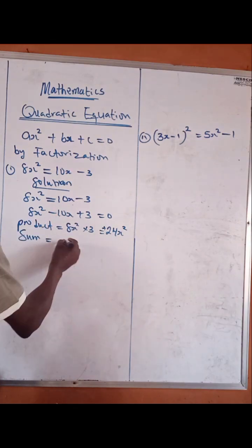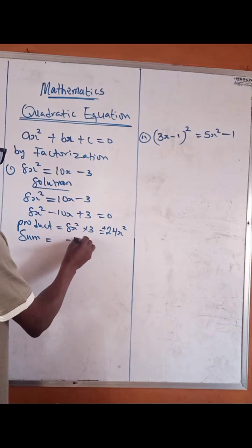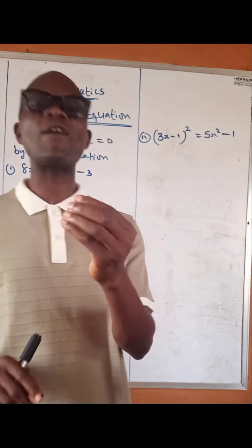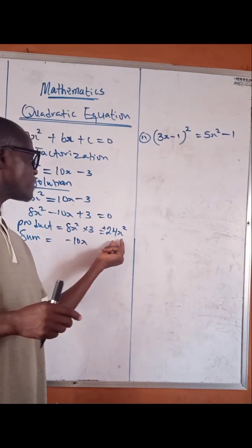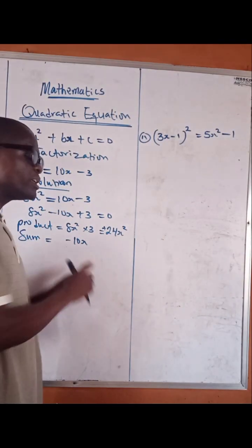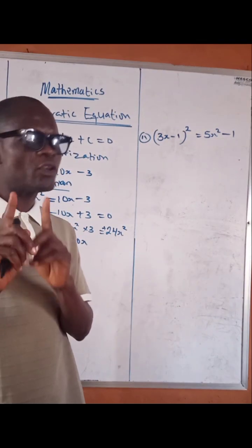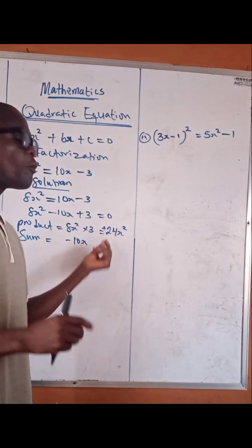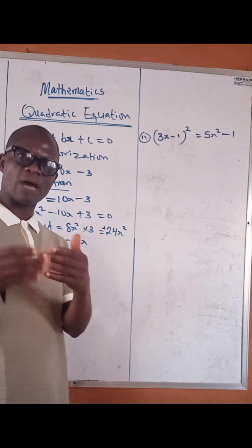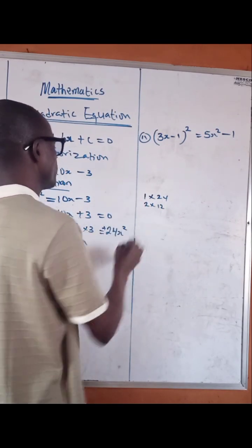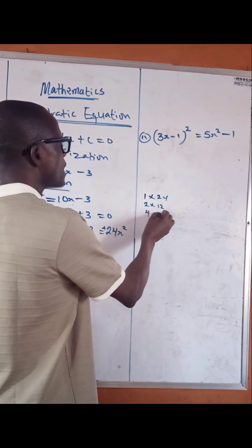Then our sum is the coefficient of x. That will give us what? That gives us minus 10x. Now, the next thing we have to look for is the two factors that whenever you multiply them together, will give you 24, and when you add the same two numbers with their signs, it will give you minus 10. Now, let's list the factors of 24. What are the two numbers that will multiply together to give us 24? We have 1 and 24. We also have 2 and 12. We also have 4 and 6.